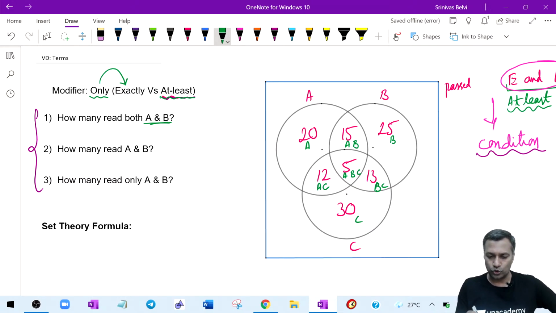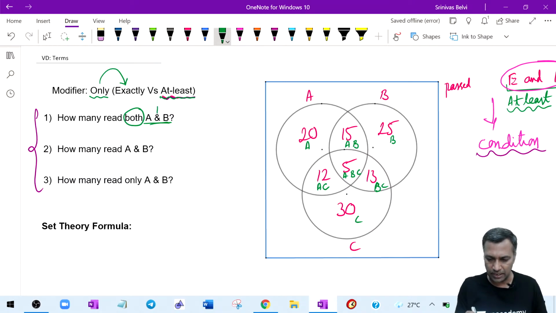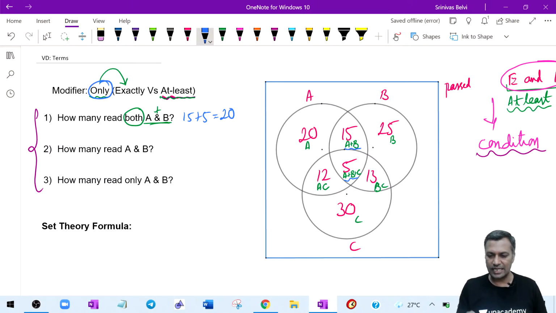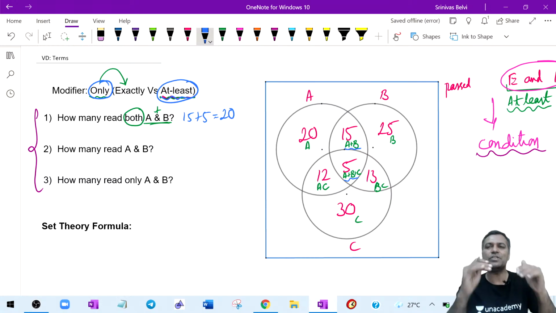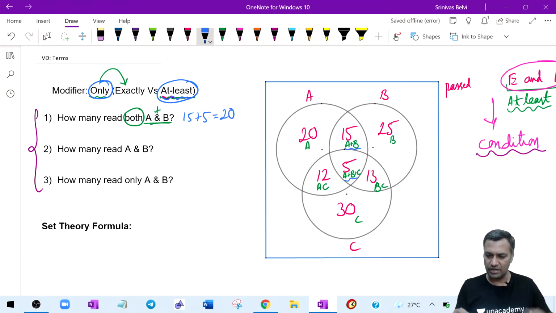How many read both A and B? A and B means what? Both should be there. And means plus. This plus that. A and B means this plus something, that is, A plus B plus C. At minimum, AB is here, which means I should consider 15 plus 5, which is equal to 20. Why? Whenever the word only is not there, it is minimum, at least these two subjects, minimum these two languages he should study. Therefore, A and B is 15 plus 5, which becomes 20.